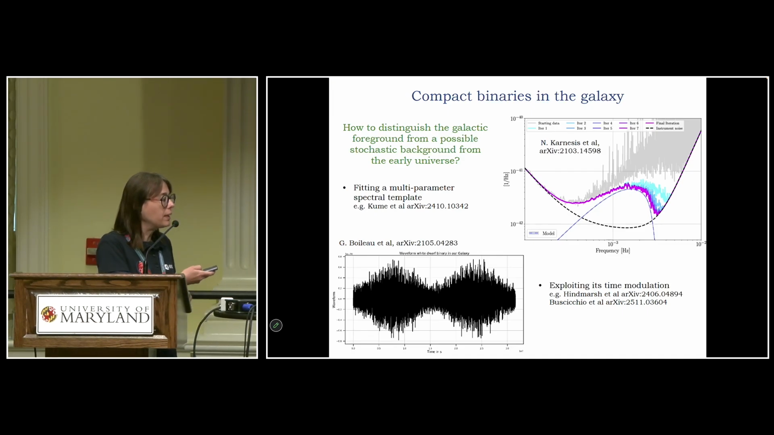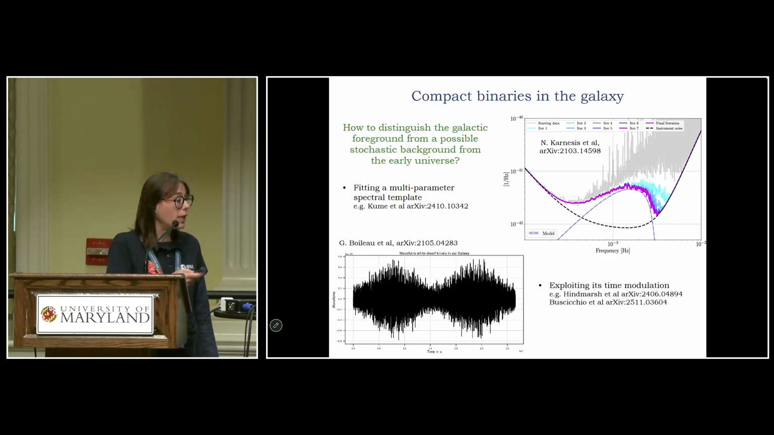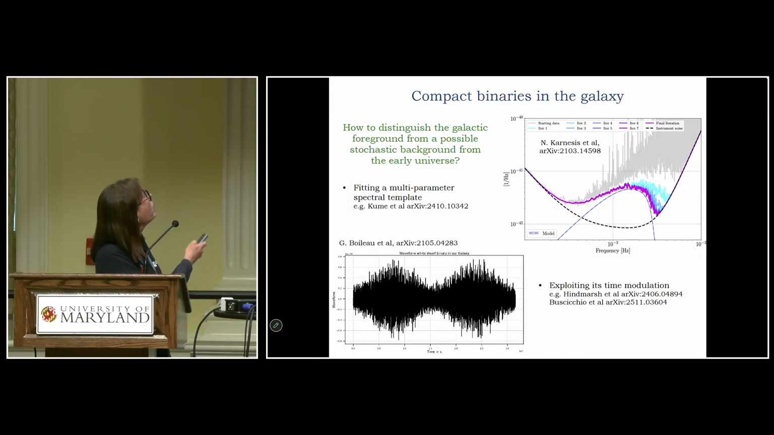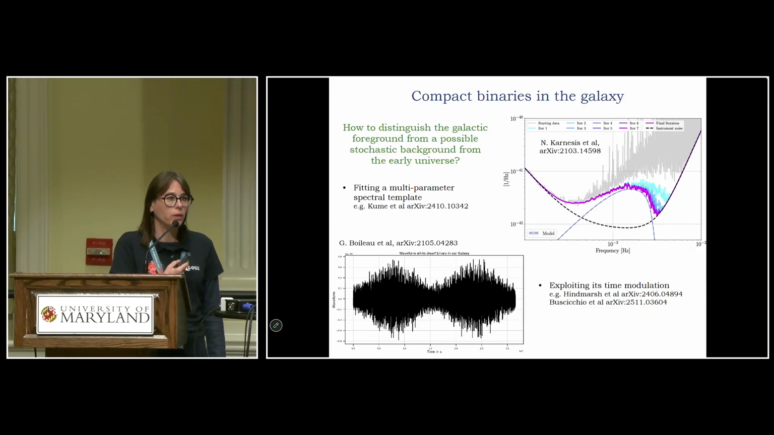Typically, we want to ask how to distinguish the galactic foreground from a possible stochastic background. In the case of the compact binaries in the galaxies, we can fit a multi-parameter spectral template, and we would also like to exploit its time modulation, its yearly modulation.